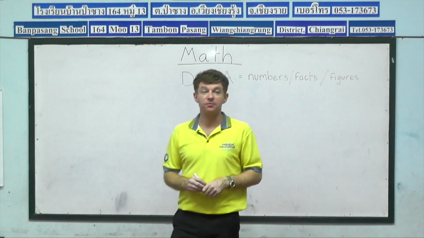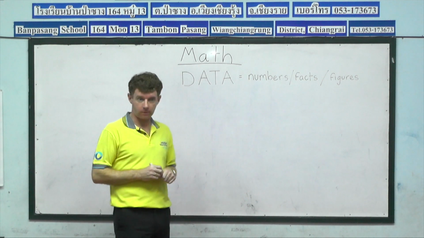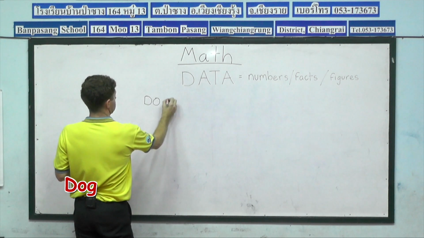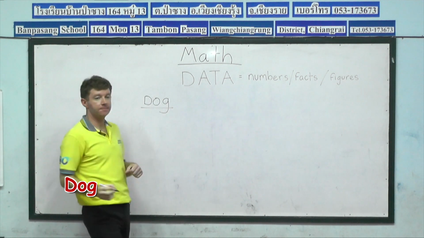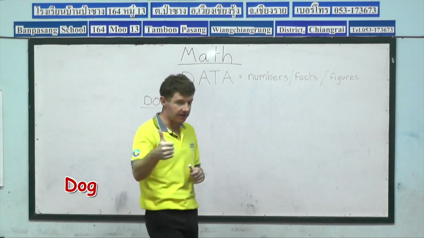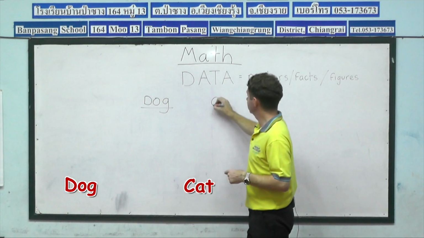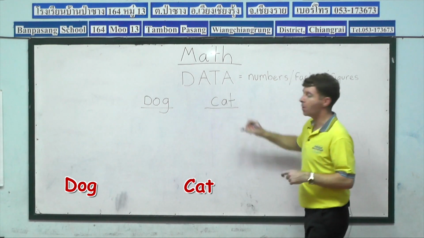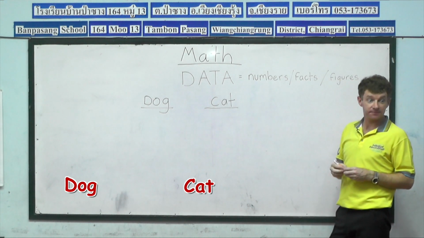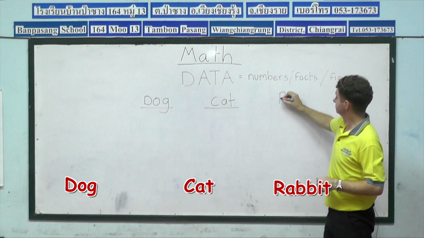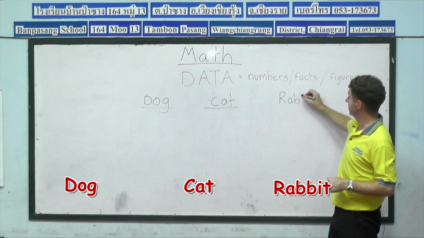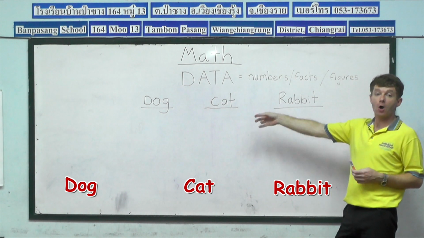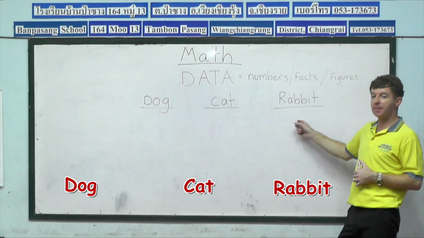So who can give me the name of one animal? Dog. Okay, how do we spell dog? D-O-G. Okay. One more animal, please. Cat. How do we spell cat? C-A-T. And one more animal, please. Rabbit. Okay. R-A-B-B-I-T. Rabbit. Dog. Cat. Rabbit.